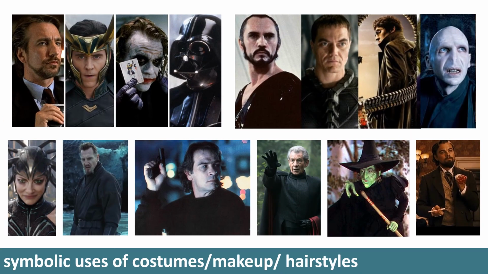One of the oldest, and still one of the more common, symbolic uses of costumes, makeup, and hairstyles is the way that villains are often visually identified by being dressed in dark colors. Not all villains dress in dark colors, and sometimes heroes in movies like Batman do, so this is not absolute, and it is not true of every movie. But it is a long-standing representational convention that is used in a lot of movies.